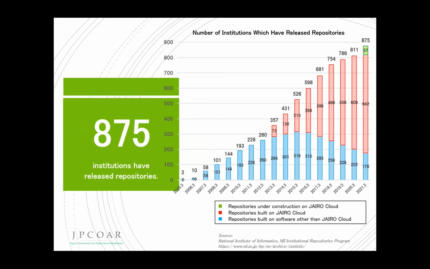Next slide is statistics. This is the number of institutions in Japan that have established institutional repositories. As of March this year, 875 institutions have repositories. Please look at the red bar in this graph. The number of institutions using GakuNin RDM Cloud is increasing. As I mentioned in the previous slide, it is a cloud-based repository system and is available for a fixed fee. So even if institutions cannot build their own server and repository, they can publish research output using this system.